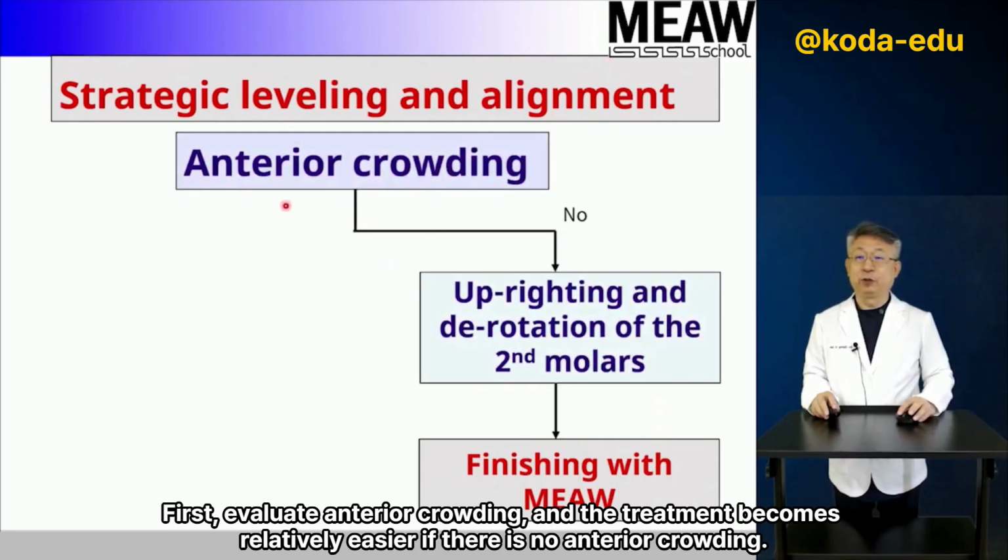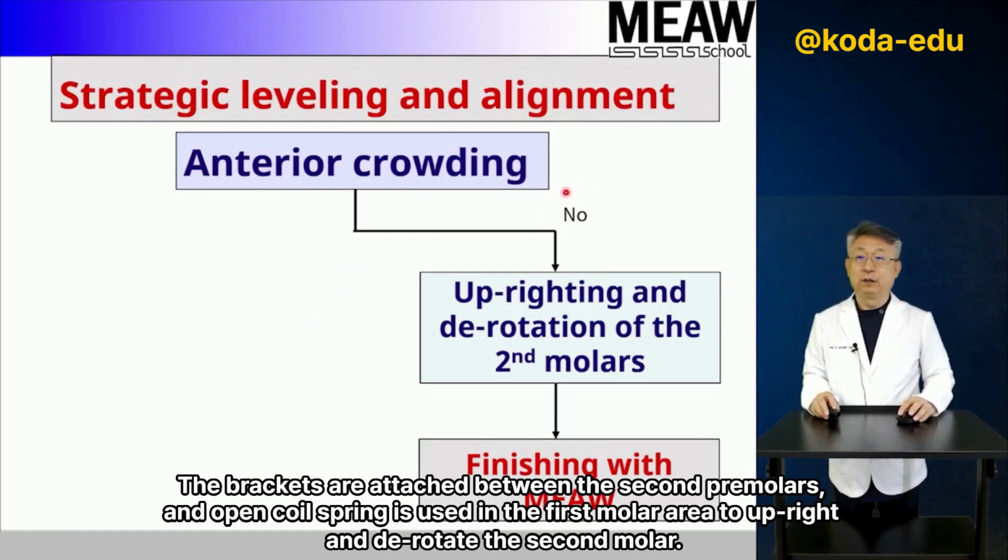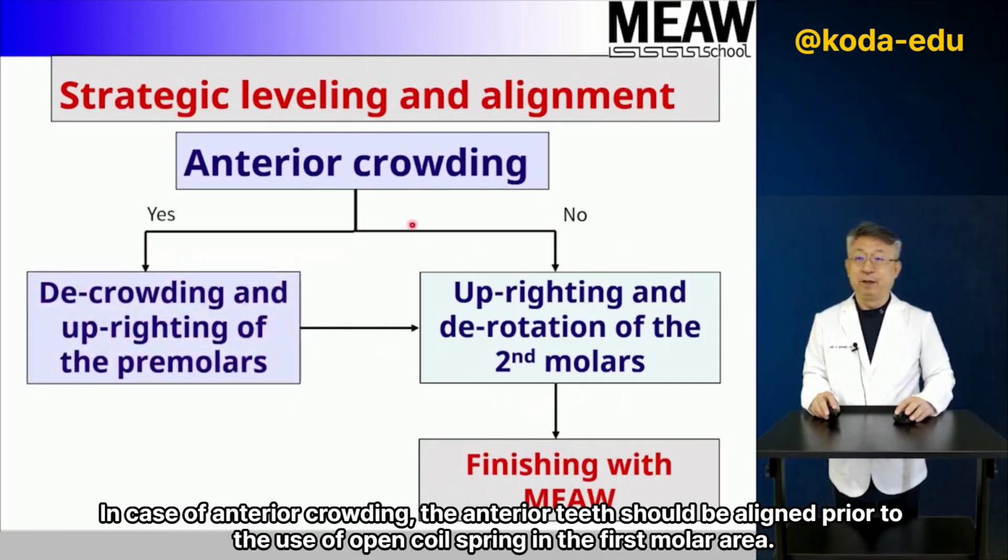First, evaluate anterior crowding, and the treatment becomes relatively easier if there is no anterior crowding. The brackets are attached between the second premolars, and open coil spring is used in the first molar area to upright and derotate the second molar. In case of anterior crowding, the anterior teeth should be aligned prior to the use of open coil spring in the first molar area.